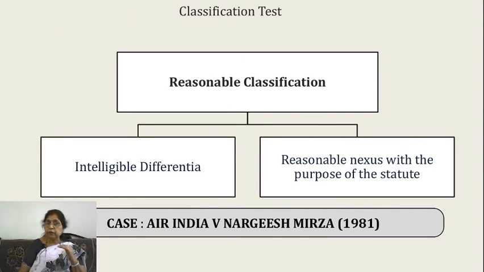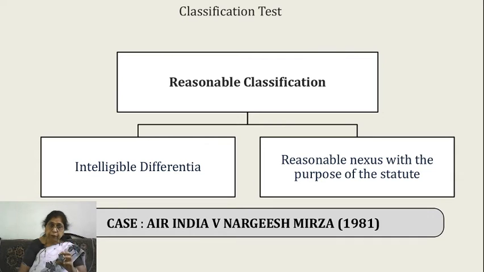One important case was Air India versus Nargis Mirza, when an air hostess was asked to leave her job because the Air India rules provided that a lady who gets married and has a child has to leave the job. Now, she questioned this on the ground of Article 14, as there is discrimination. So, in this case the reasonable classification test was looked into by the court.